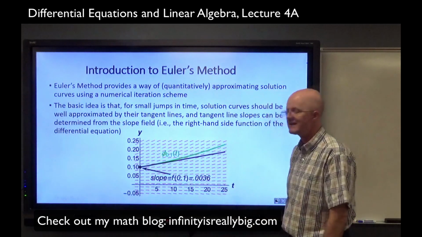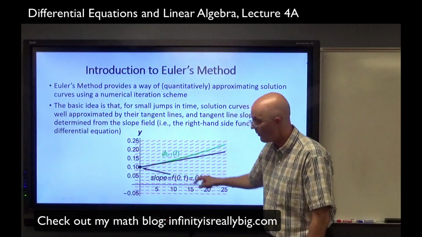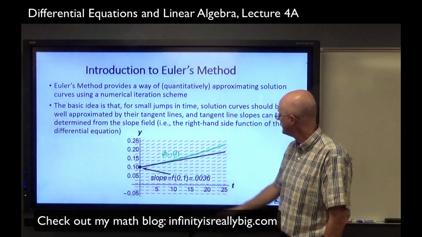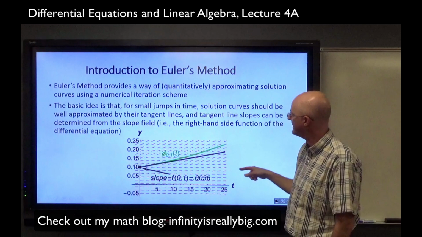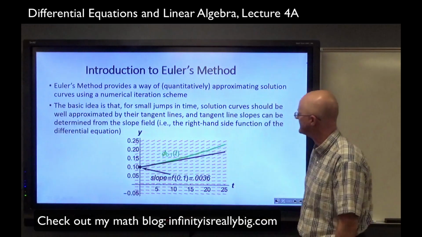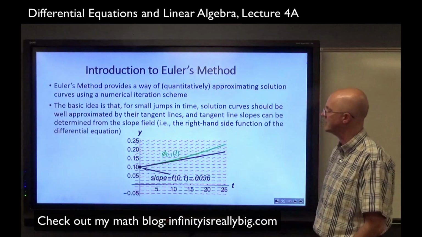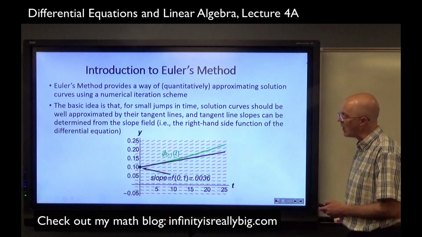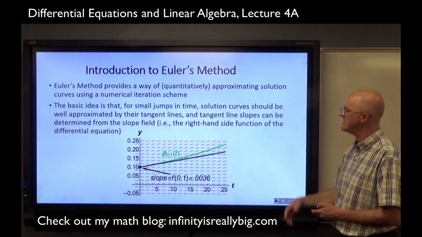How do you find the slope of the tangent line? You plug into the right-hand side function. In this case, you plug in the second coordinate, 0.1. That's the y coordinate in this case. To get a slope of 0.0036, draw a straight line with that slope. It's the tangent line at that point. It well approximates the solution. The actual solution is concave up, so the approximation in this case is too low. It's an underestimate. So that's the basic idea, is use tangent lines.